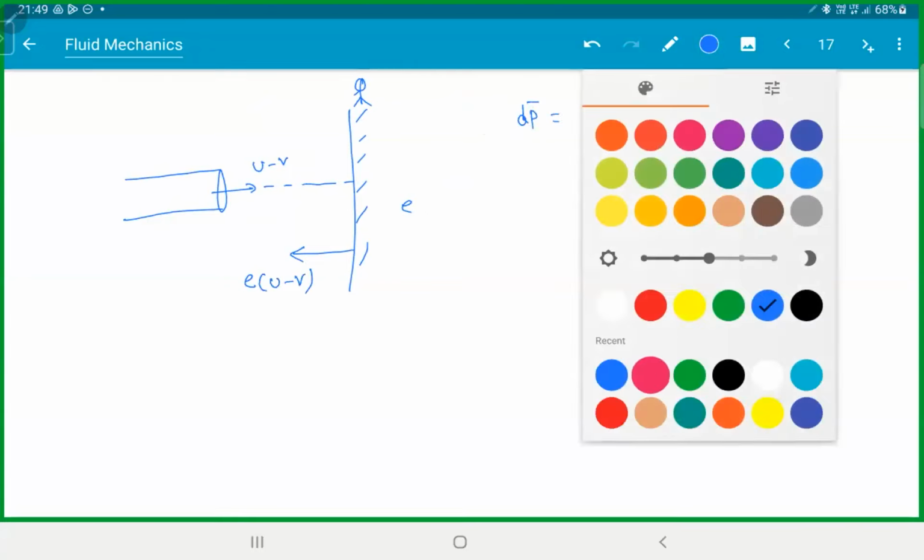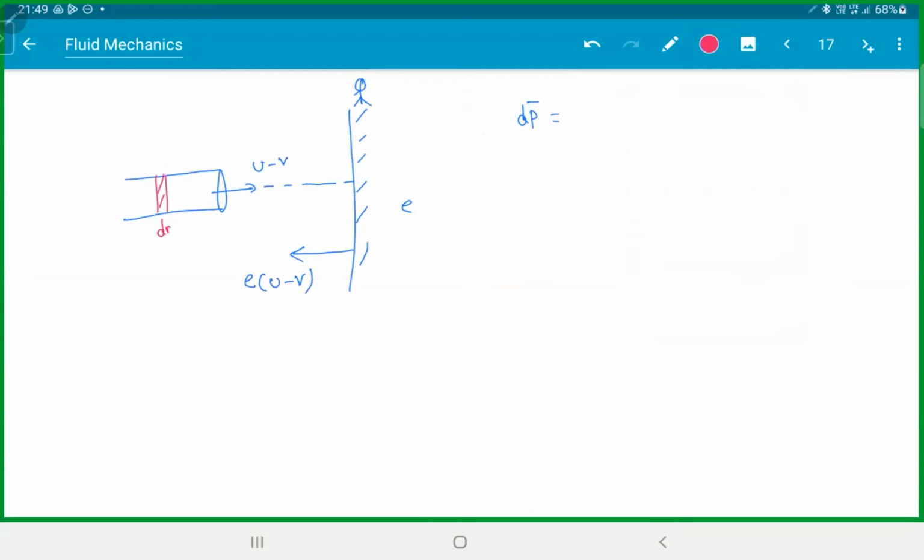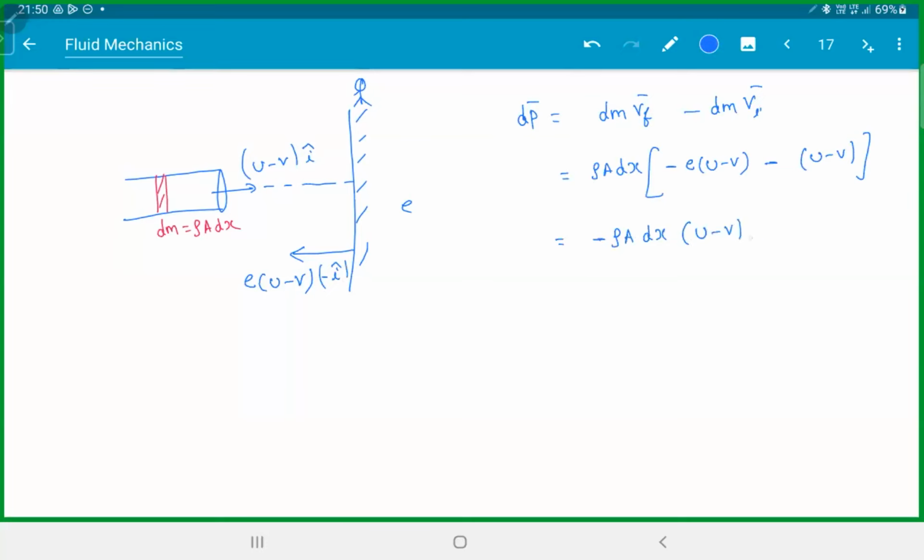Change in momentum will be, take a small mass here, dm, which is density, area into the width dx. This will be dm into V final minus dm into V initial. So dm will be rho into A dx. V final will be minus because it is going backward: minus E times (U minus V), minus (U minus V). This is minus i cap, this is i cap. So this will be minus rho A dx into (U minus V) into (E plus 1). This is your change in momentum.